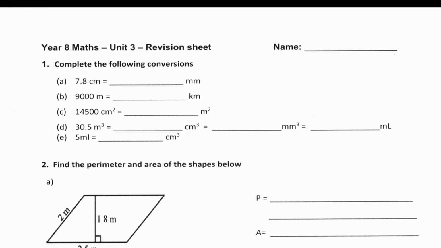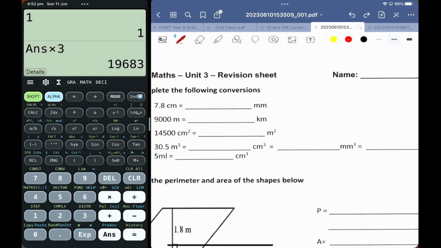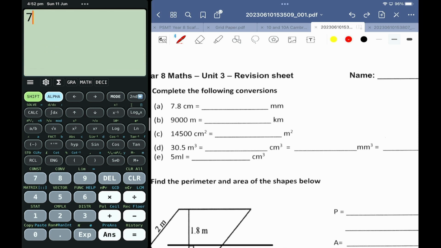So 7.8 centimeters multiplied by 10, we can grab a calculator if we need to. And that is 7.8 centimeters times by 10 gives us 78 millimeters. All right, the next one, 9,000 meters into kilometers. So again, meters is a measurement of length. Kilometers is a measure of length.